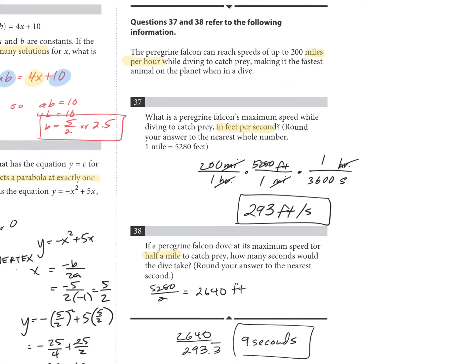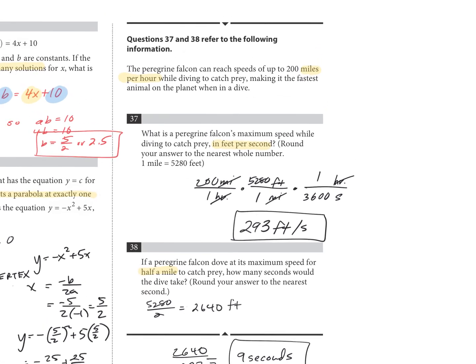All right, 37 to 38 gives you some information about a peregrine falcon. It says a peregrine falcon can reach speeds up to 200 miles per hour, which is pretty amazing when you think about it, a bird can fly that fast. Anyway, it asks, what is a peregrine falcon's maximum speed while diving to catch prey in feet per second? Okay, so I got to convert. This is like a chemistry question. This question is actually not that hard.